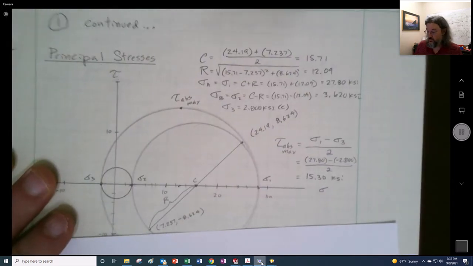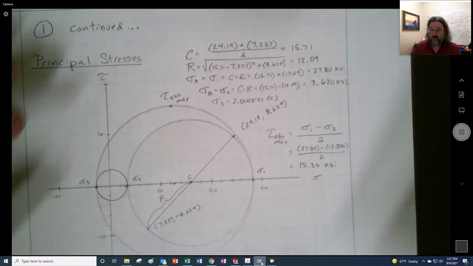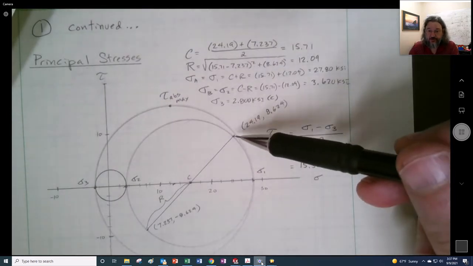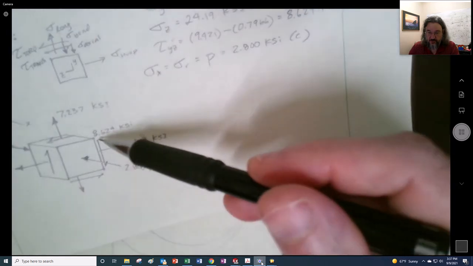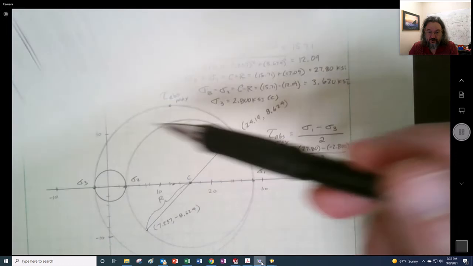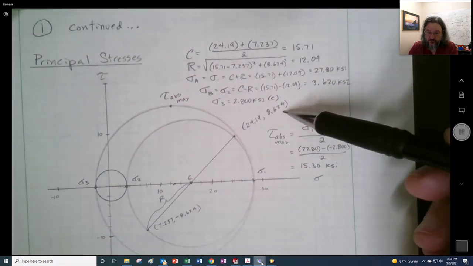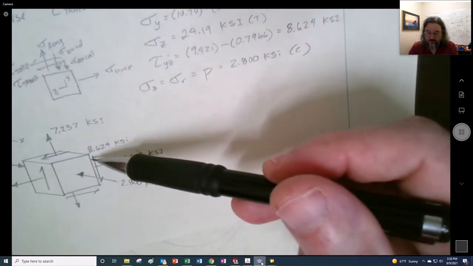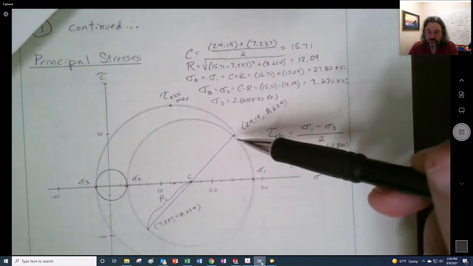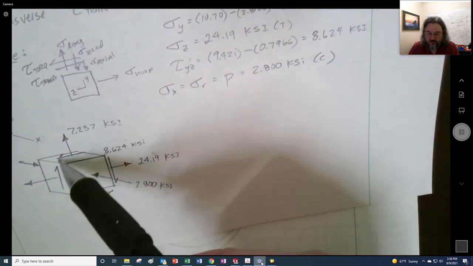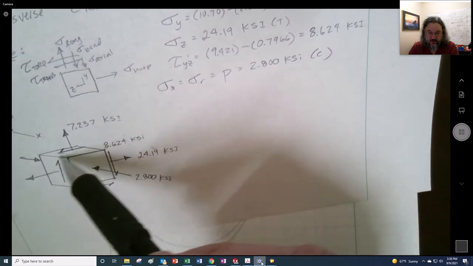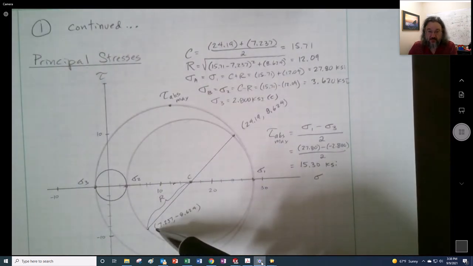In the Mohr circle, we want to first plot the faces, right? So I plotted this point right there as this face. There's the normal stress, and here's the shear stress. This is going clockwise, which by convention is the upper level of the shear right there. And then I'm going to plot this face right there. So we have tension of 7.237, and then they have the same shear. So that's going to be down here, see?